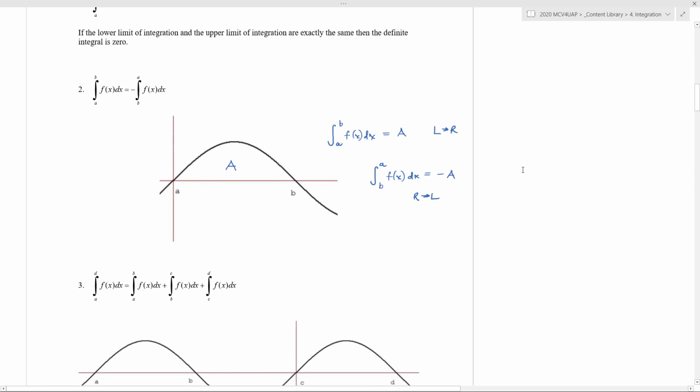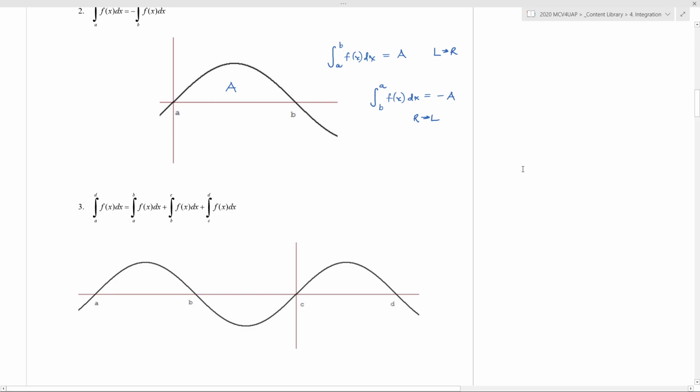Now the third property is written out formally here, but I think we were using it informally, and all that is saying is that if you want to integrate from a all the way to d, then you can break that up into a bunch of different integrals, and in this case it would make sense to break it up into the integral from a to b of f of x dx plus the integral from b to c of f of x dx plus the integral from c to d of f of x dx.